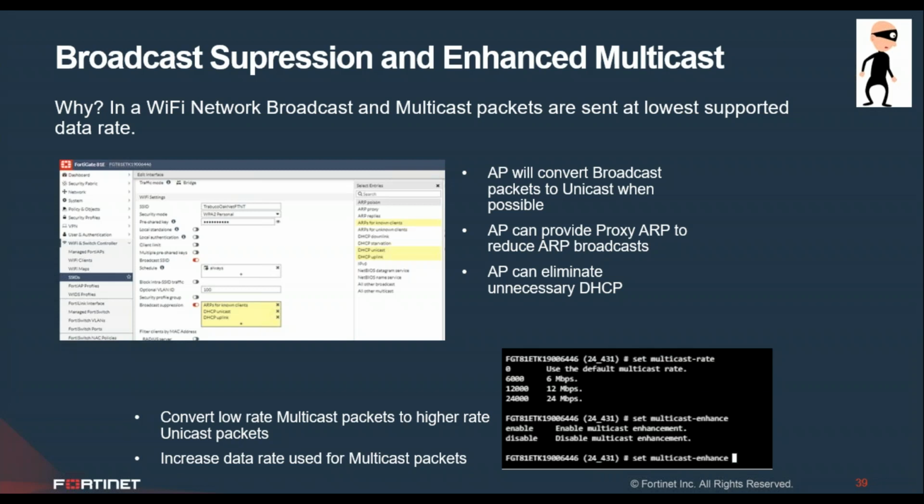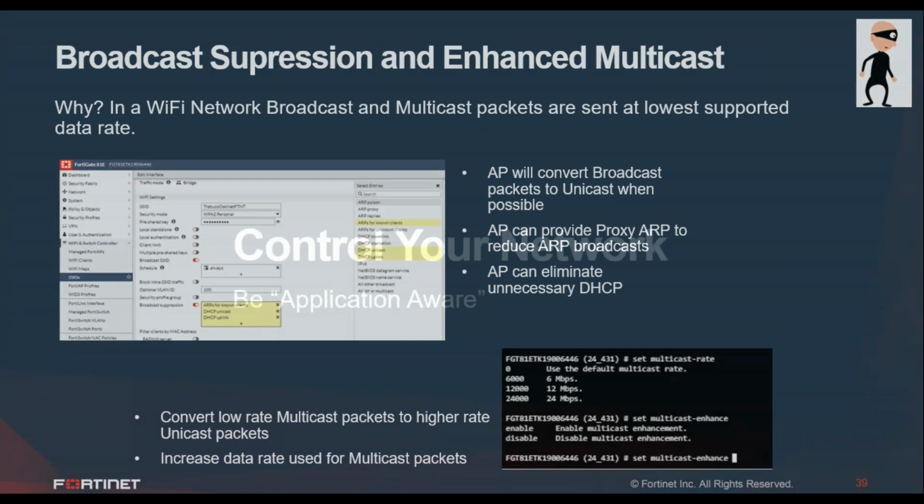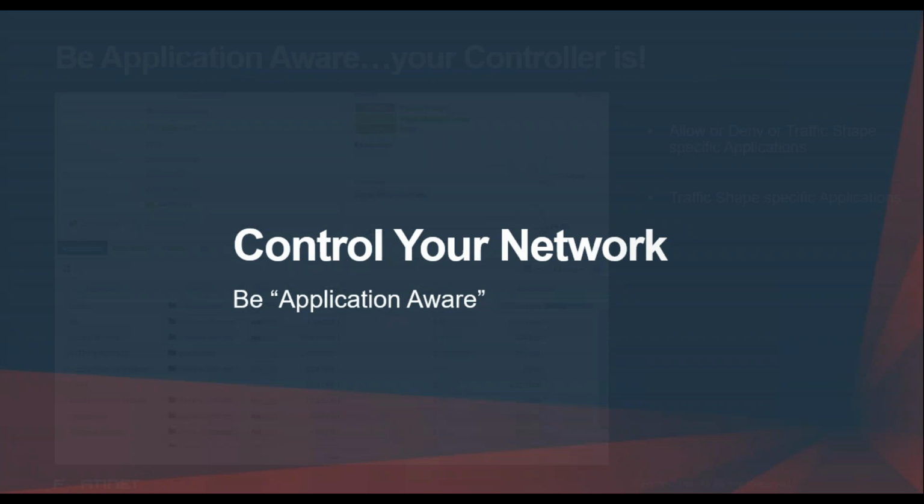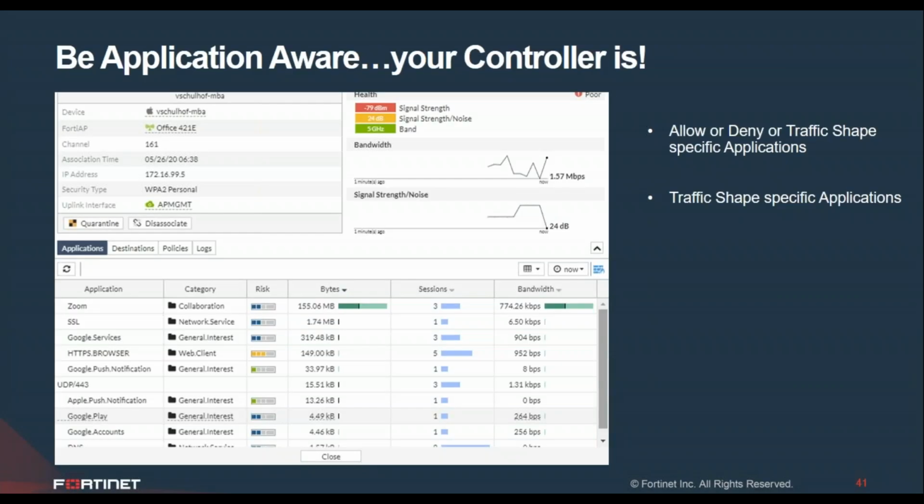Also, be aware of what applications are being used on your network and control your network. It's your network and you should be in control of it. Be application aware because your wireless controller is. Since we're passing all that wireless traffic through the FortiGate, it is fully aware of all the applications and can fingerprint the applications that are being used on the network. And then you can use the FortiGate to manage the applications that you're allowing on the wireless network. So you can allow or deny traffic based on specific application. If there's applications you don't want on the network, you can simply deny that application and devices won't be able to use it on the network.